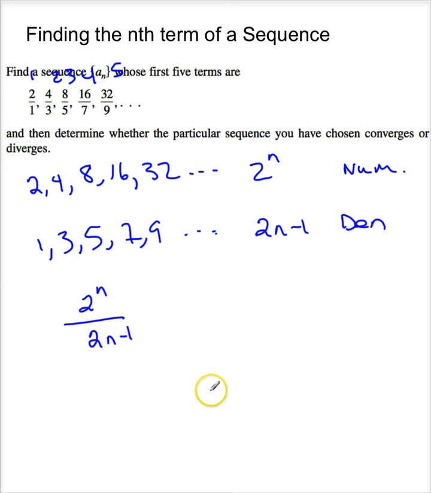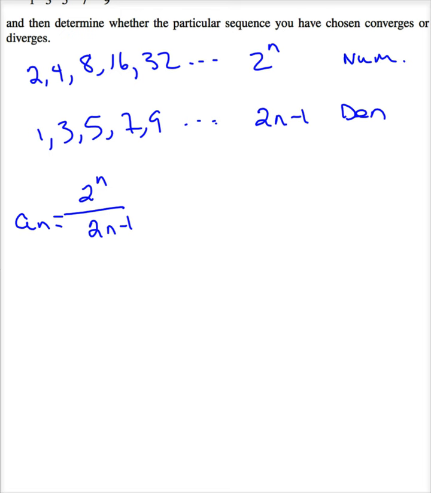Now, I found the nth term. This is a sub n. Now, does it converge or diverge? Well, let me go and say that f of x is 2 to the x divided by 2x minus 1. I'm going to do this so I can use L'Hopital. So if I do the limit as n approaches infinity of this, probably shouldn't have used an f there, should I?